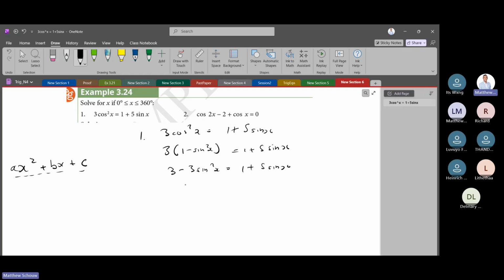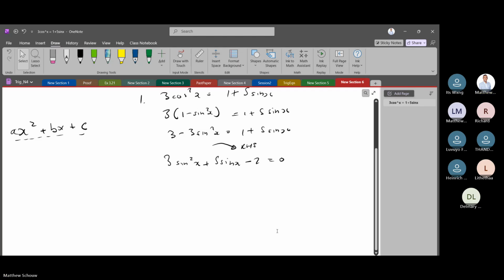So I'll bring everything to the right-hand side, right? So I have 3 sine squared x plus 5 sine x, and then obviously I have 1 minus 3, which is going to be negative 2. Yeah, okay. So there you go, there's a quadratic for you. Now, you need to solve this quadratic, right?